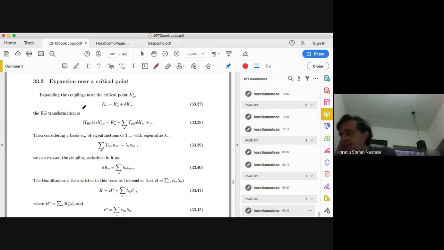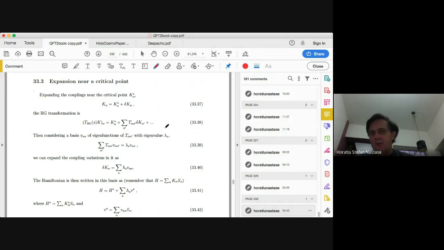Now let's expand near the critical point. So let's consider that the parameters are the parameters at the critical point, k_alpha star, plus some small variation, delta k_alpha. Then the RG transformation on k is k star, because that's invariant under the RG, plus the transformation acting on delta k_alpha. So I write this transformation as a matrix, matrix T in the space alpha of parameters. In other words, the sum over alpha prime of T_alpha alpha prime, delta k_alpha prime.